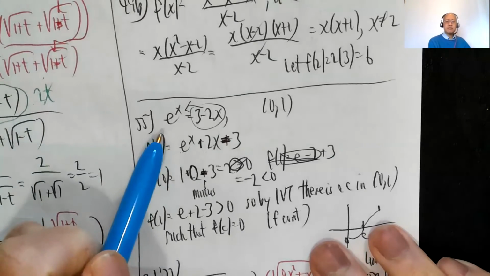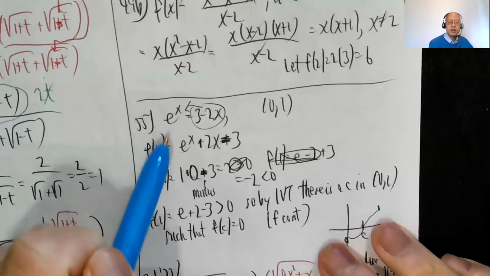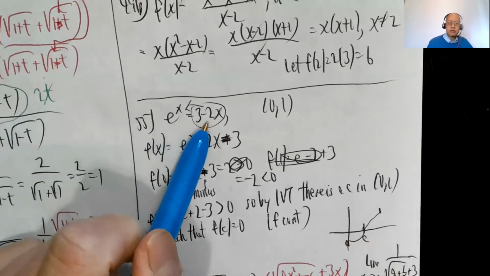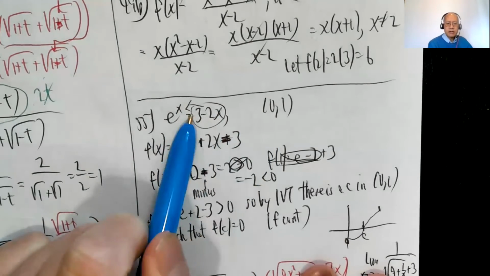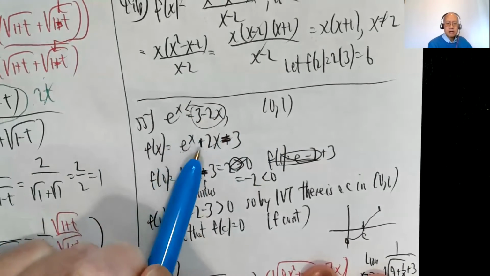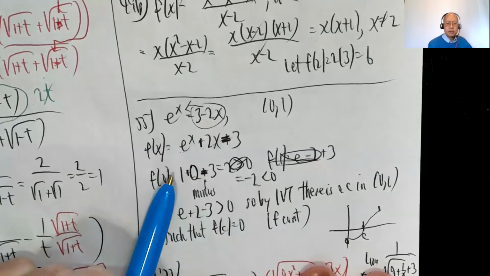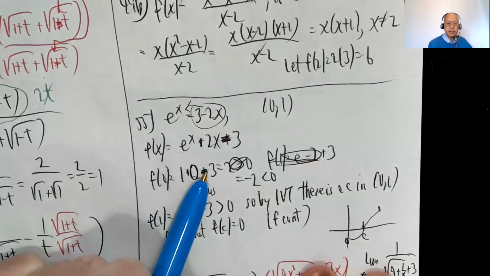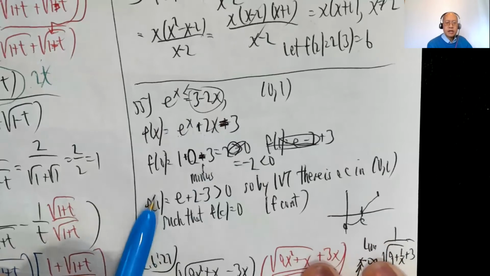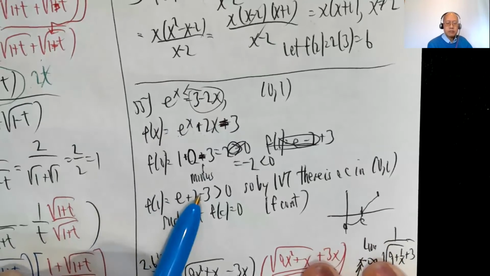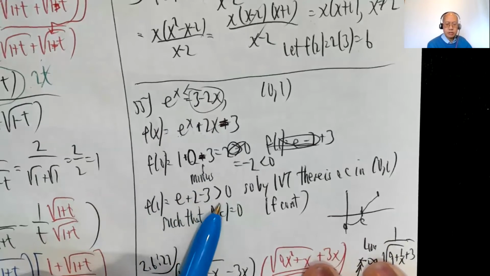Okay, 55, intermediate value theorem. e to the x equals 3 minus 2x on the interval 0, 1. So I subtract 3 and add 2x. So the function is e to the x plus 2x minus 3. So f of 0 is 1 plus 0 minus 3, which is negative 2. That's less than 0. f of 1 is e plus 2 minus 3. That's e minus 1, which is greater than 0.